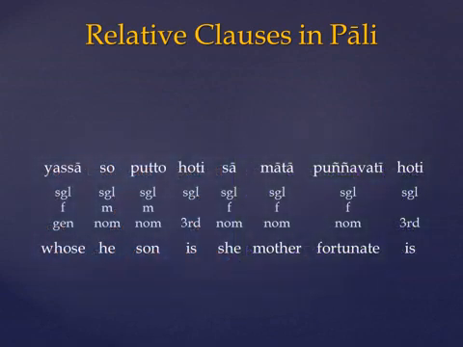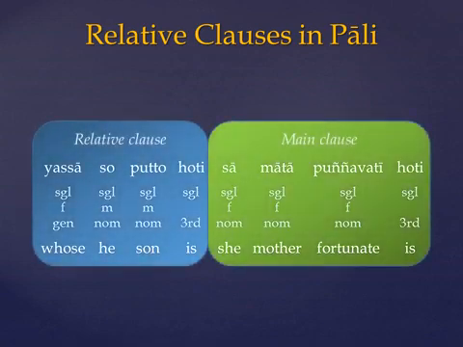And in this final example, if we separate out the relative and the main clauses, and then look at the pronouns, we can see that the relative pronoun, yasa, and the correlative, sa, are both singular female, and there isn't a matching singular female noun in the relative clause, so we must take the correlative pronoun, sa, as the antecedent noun.